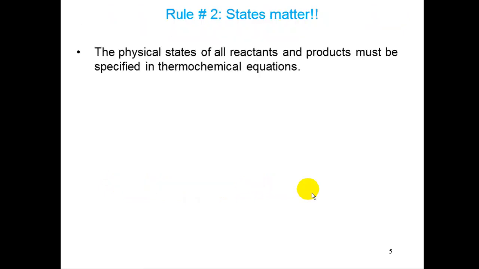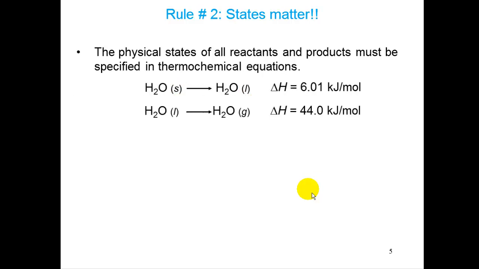Rule number 2, the matter of states: solid, liquid, or gas. They really influence the reaction. So solid going to a liquid, this is known as melting. That has a change in enthalpy of a reaction of about 6 kilojoules per mole. A liquid going to a gas is 44 kilojoules per mole. So the top reaction is known as melting. The bottom reaction is known as vaporization.